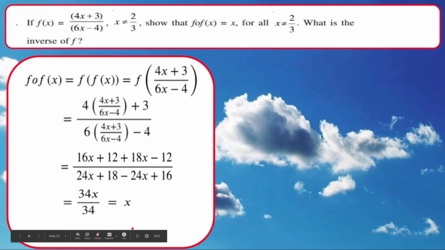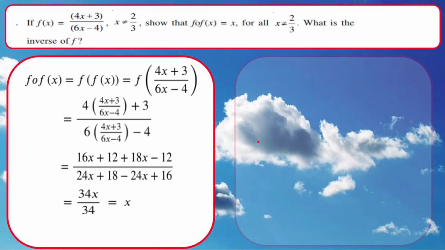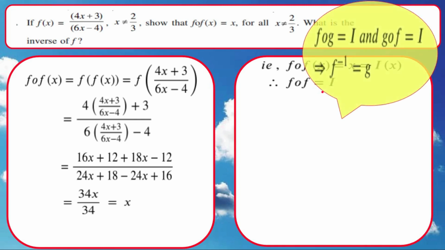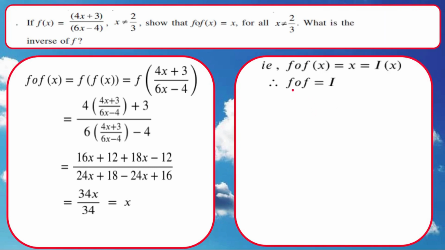Okay, we got it. So here, if we get f composition f of x equal to x, what is the meaning? Yes, f composition f of x equal to x, that is the identity function of x. That means f composition f equals the identity function. Now by our definition, if f composition g and g composition f are the identity function, then f inverse equals g. Using that, if f composition f equals the identity, then what is f inverse? Itself. f inverse will be f itself. That's the problem.